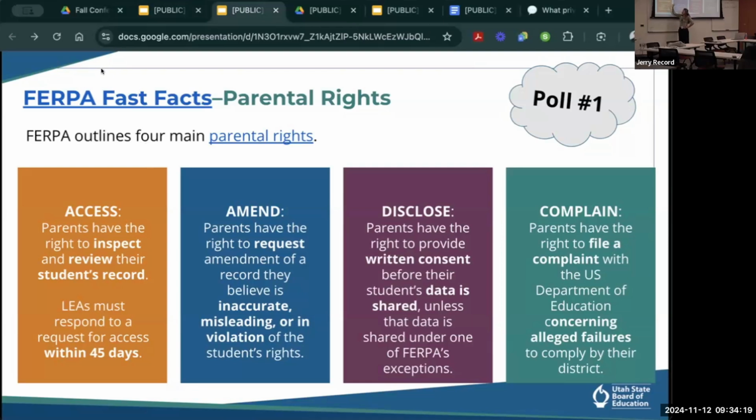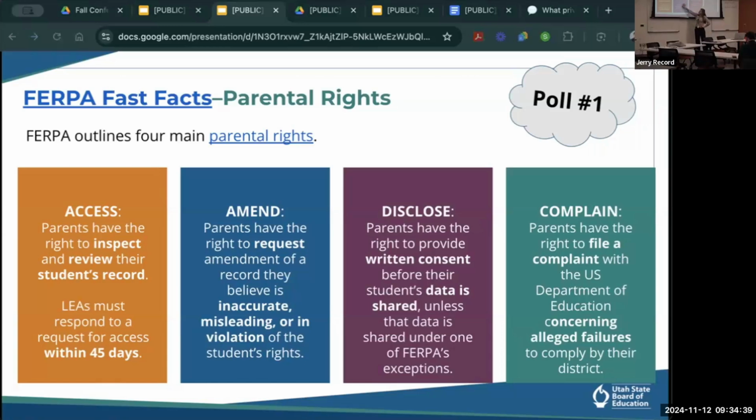The first is the right to inspect and review their students' education records. So if a parent comes and asks you, hey, I want to see my students' assessment scores, the school is obligated to provide that to them. The second, and I'll mention that access needs to be granted within 45 days.